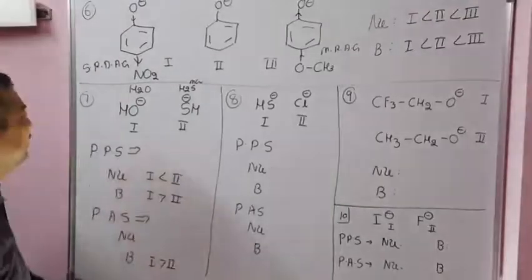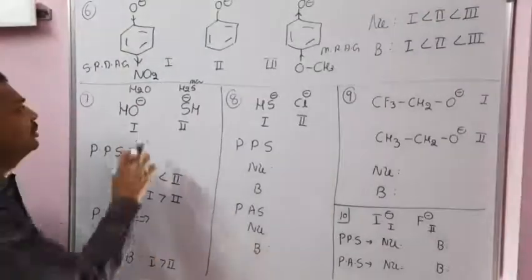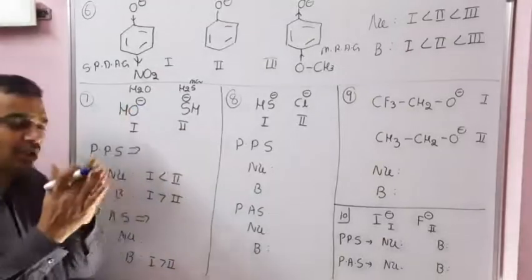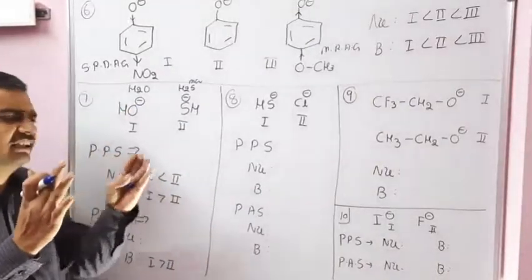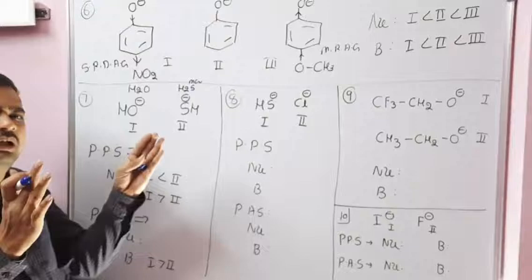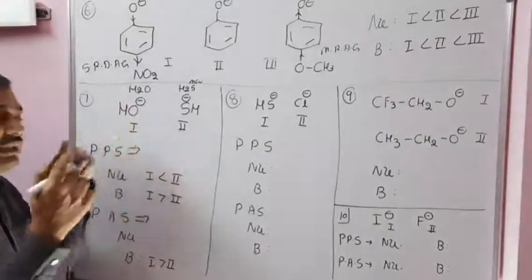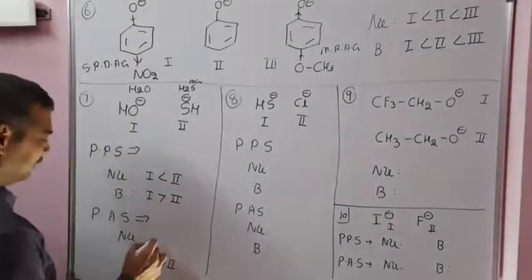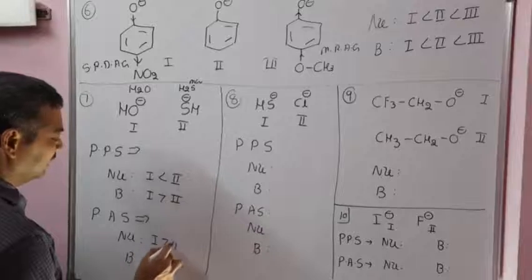Coming to the aprotic solvent, for example, if you take acetone, the electron density is more, so there are more repulsions with the acetone solvent. It is thrown away from the solvent. It will readily attack the electron deficient atom. As a result, 1 is more nucleophilic than 2.